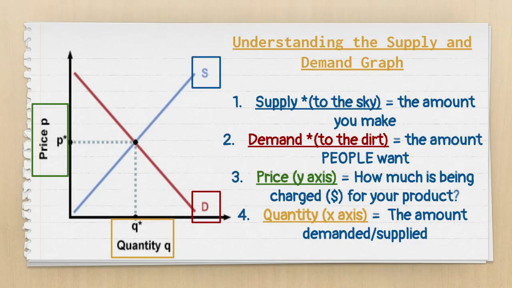Now, again, just a quick review when we're looking at our graph. The supply line will be the line that is always going to the sky. So that's going to be the amount you make or produce. Sometimes it can be a curved line, sometimes it can be flatter, but your supply line will always go towards the sky. You have demand to the dirt, you have your price on the left side or the y-axis of your graph, and then the quantity, which is used to both find the amount of demand and supply located on the x-axis of your graph or the bottom of your graph.